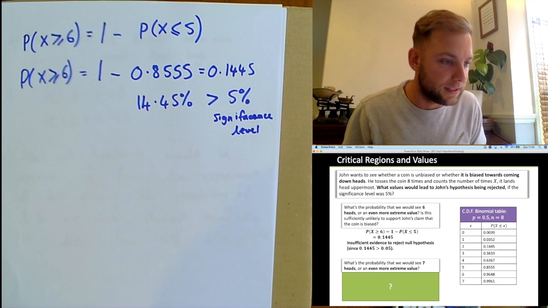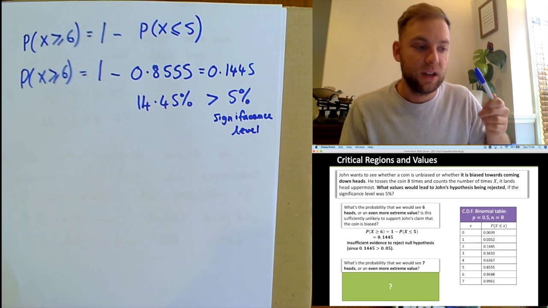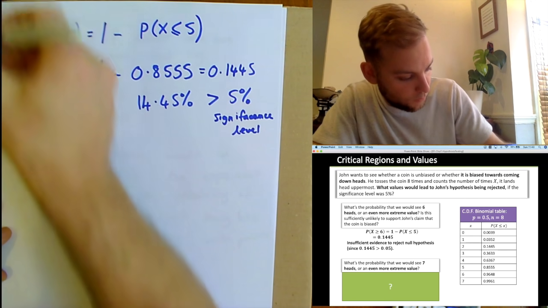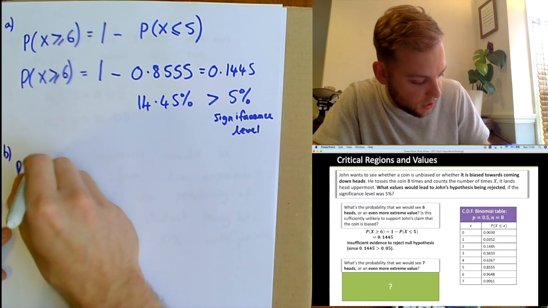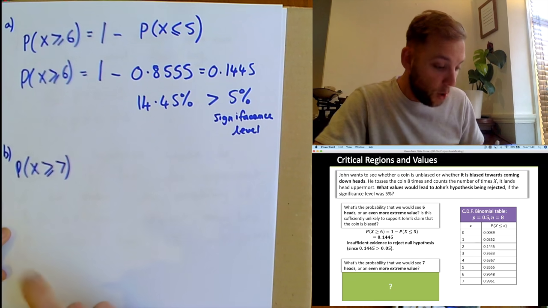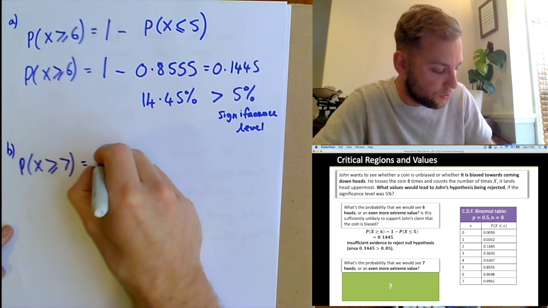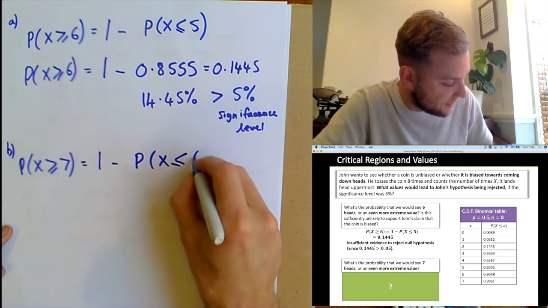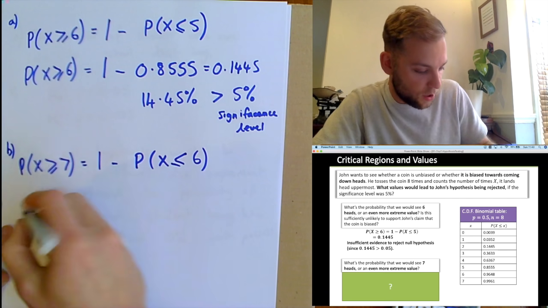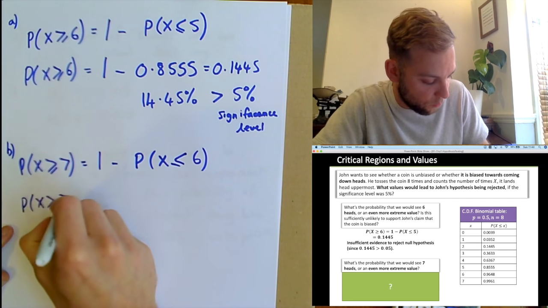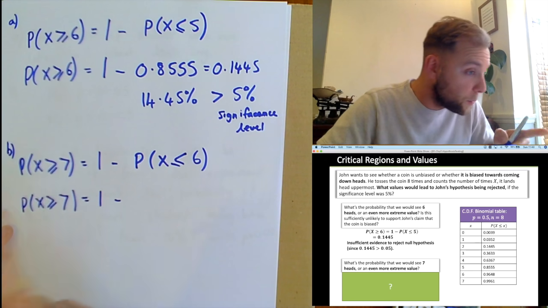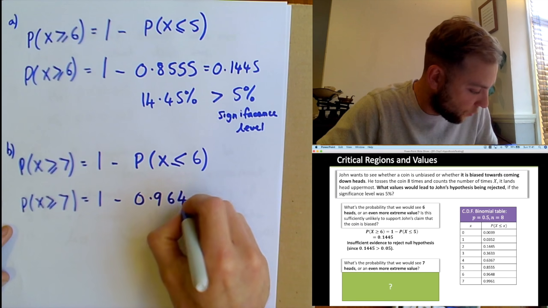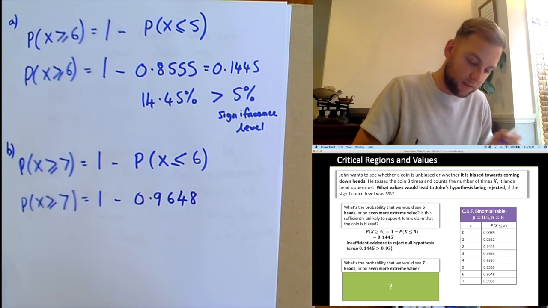So what is the probability that we would see 7 heads or even more extreme values? So that was part A. Part B now says, what's the probability of getting 7 or more? Well, we know that the probability of 7 or more, because it's discrete, is equal to 1 minus the probability of x less than or equal to 6. So the probability of getting 7 or more is equal to 1 minus the probability of getting 6 or fewer, in this case equal to 0.9648.